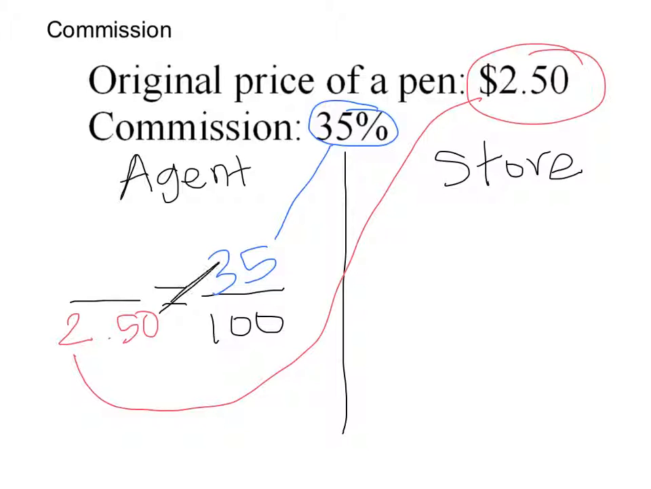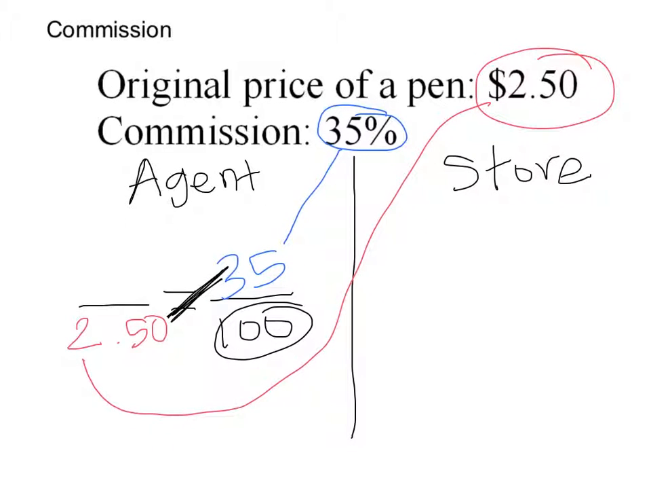So I'm going to cross multiply: 2.5 times 30 divided by 100. And what I end up with is 0.875. Now remember, this is money. We cannot have that third decimal place. So we want to know, does this stay a 7 or become an 8? Looking at the 5, the 5 makes it go up, so it's actually 88 cents.